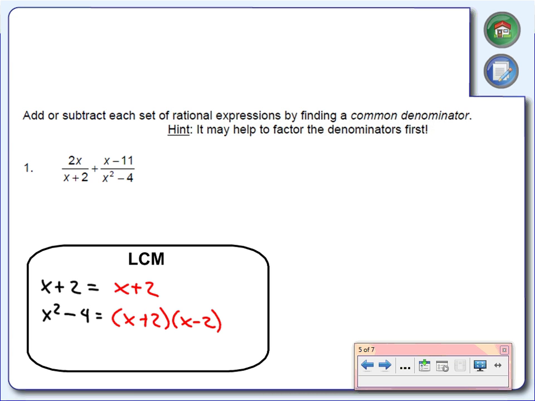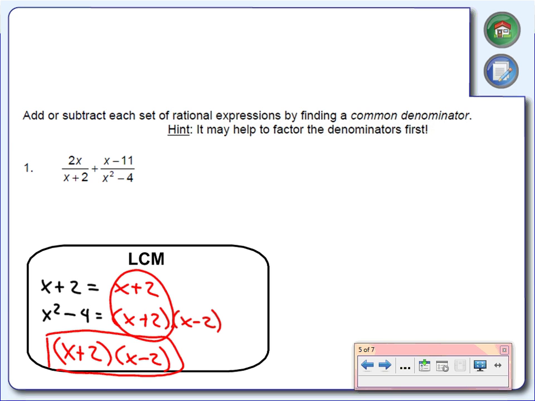So if I take that same approach that I was doing with the numbers, notice we've got a pair of x plus 2. So that's going to be part of my common denominator. But I can't just throw away the x minus 2. That's also part of my least common denominator. So what I'm going to be using for my least common denominator would be this thing right here. So let me go ahead and rewrite this using that least common denominator.